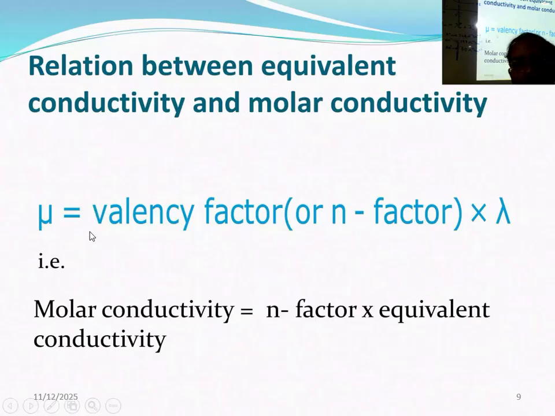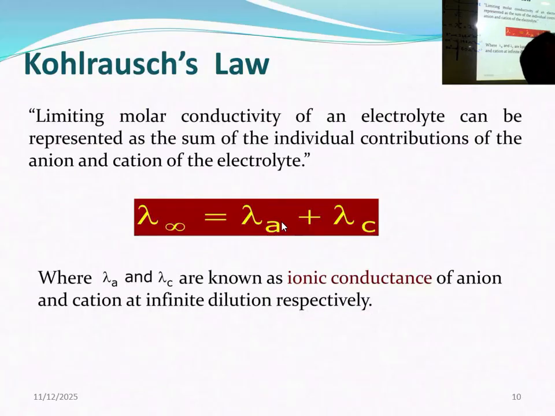Now, this is the molar conductance, this is the equivalent conductance, and this is the relationship. Molar conductance equal to valency factor or N factor into equivalent conductance. In between there is a valency factor or N factor, depending on the electrolyte. If you have a univalent electrolyte, it is 1. If it is a bivalent electrolyte, it is 2. Give one example of bivalent electrolyte. Calcium chloride.